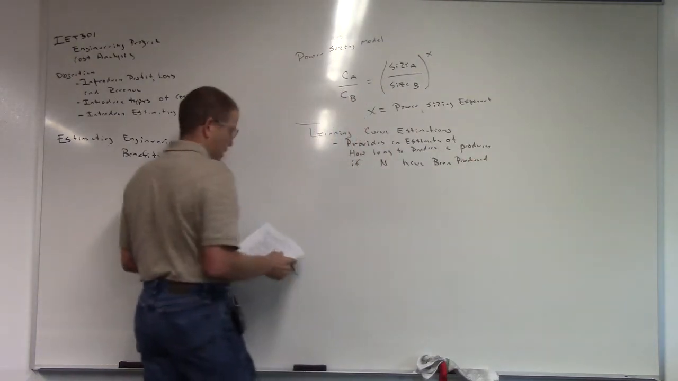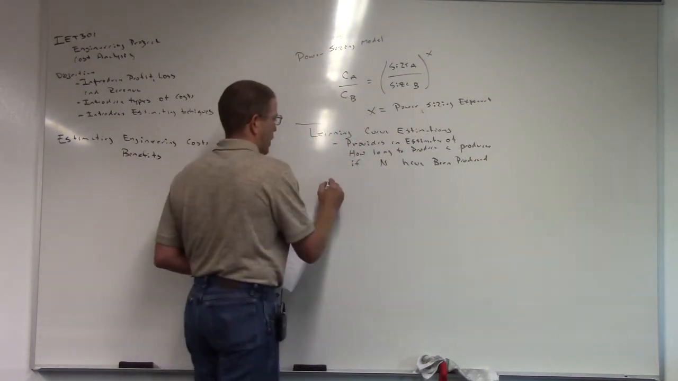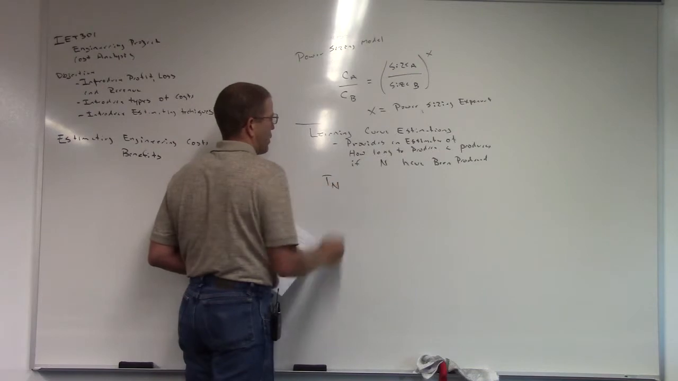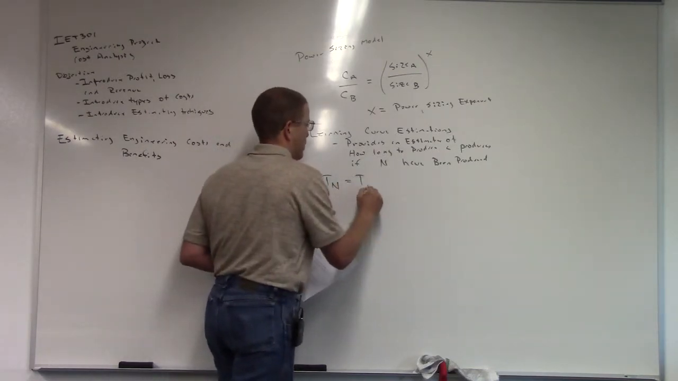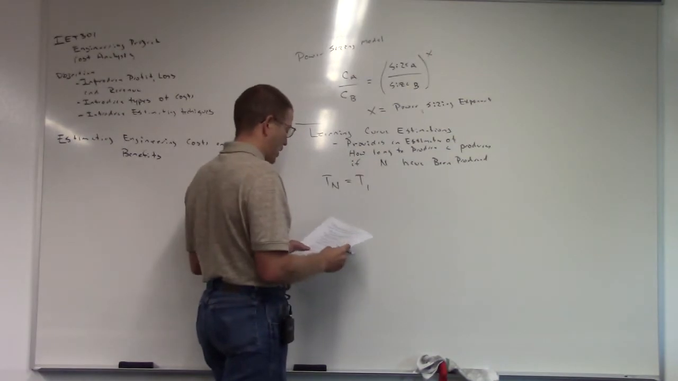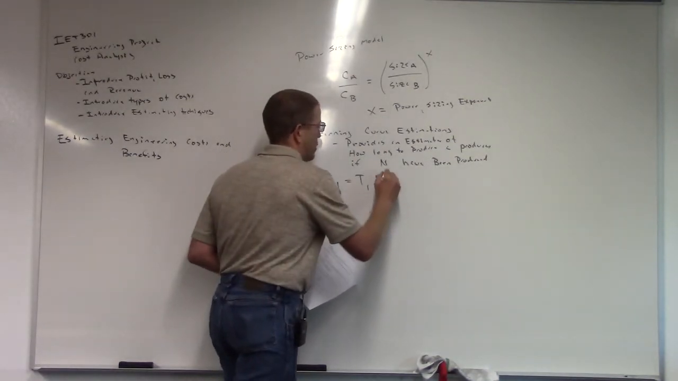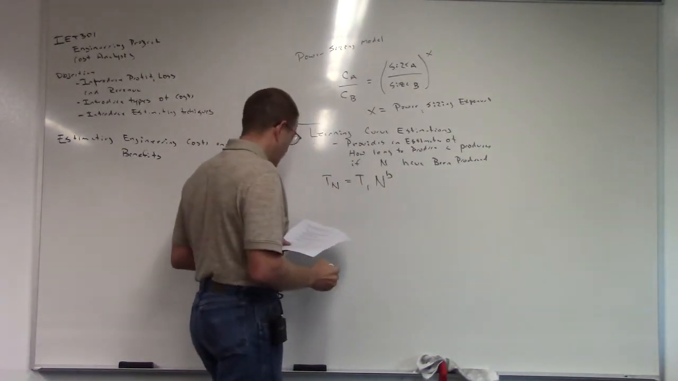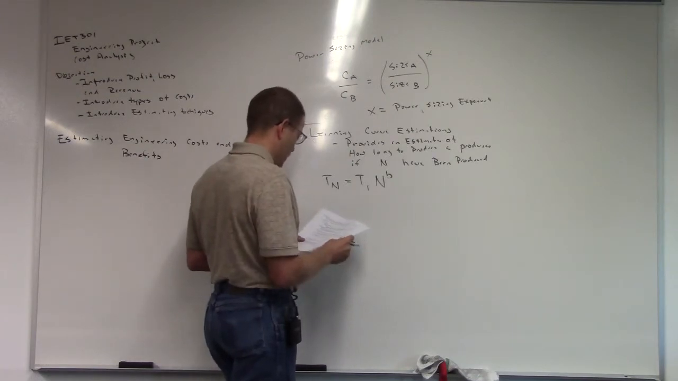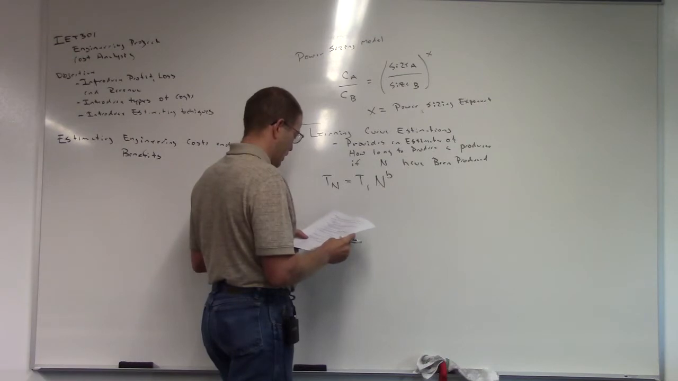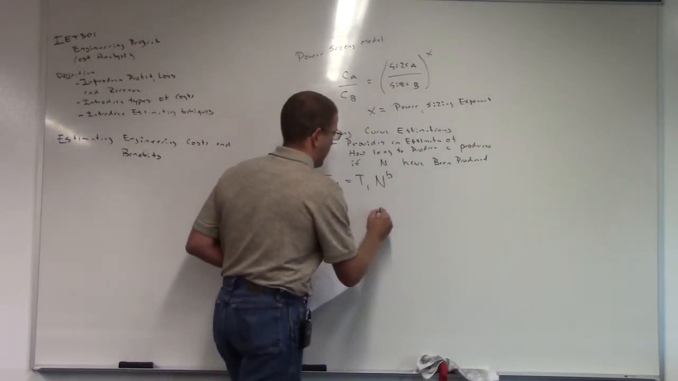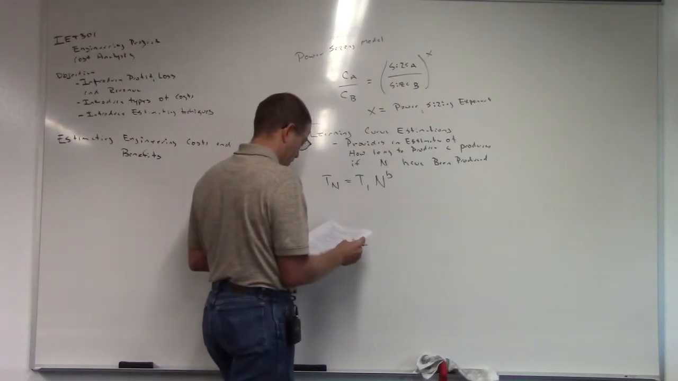This is set up as an exponential expression. So we say that the time to produce the nth product is equal to the time it took to produce the first piece of product times n to the b. This b term is what's known as the learning curve exponent.